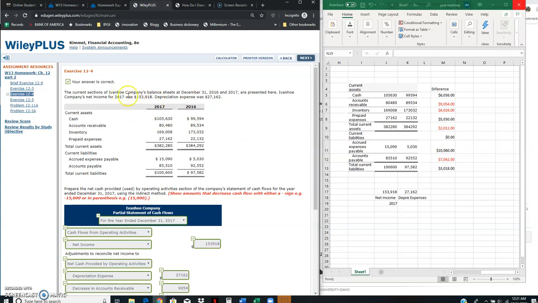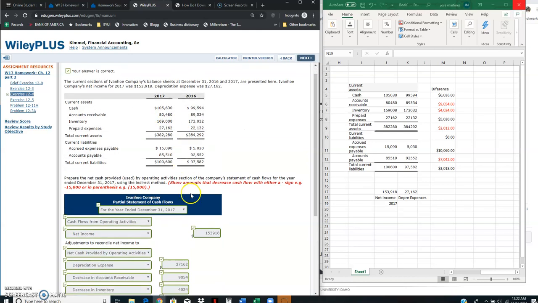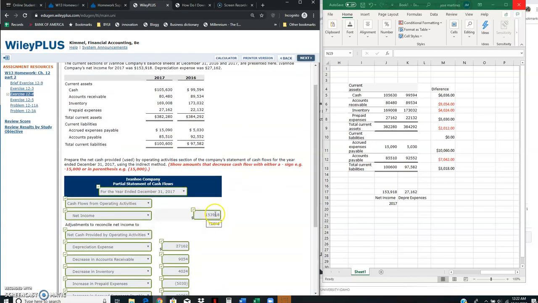As you can see, we have a net income of 153,918. So we just go ahead and start with the cash flow from operating activities. We're only going to focus on operating activities, and then we put the net income here first. So we start with the net income that we had up here, 153,918.